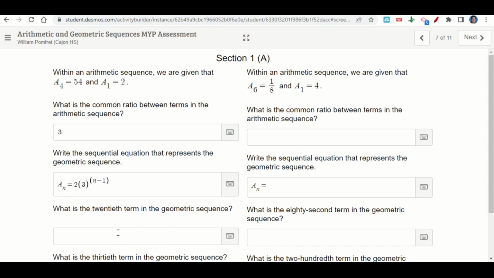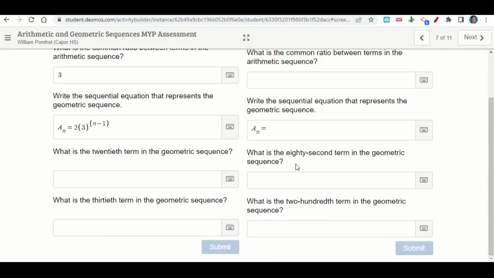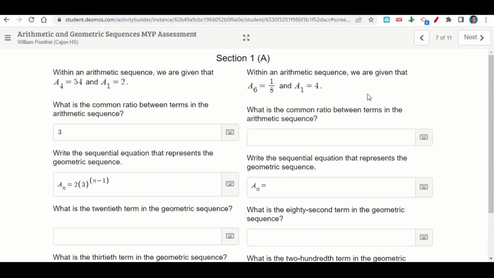Now I'm going to find the 20th term. So the 20th term should be here. So all I do is plug in 20 here and solve. I do the same thing to find the 30th term. Then I'll do the same thing for this sequence here.